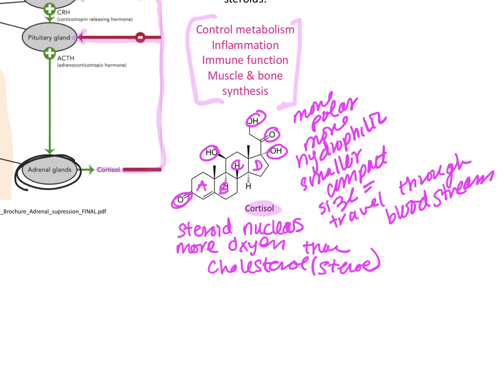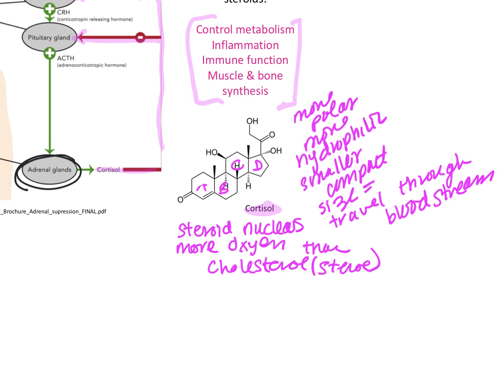Basically, these are the teenagers that have cars, or another creature that gets a car that can move far away places, because of its structure, its smaller size, and all of its OHs that make it more easily able to travel through the bloodstream. What the heck is it about the OHs and the oxygens in general that make this able to travel through the bloodstream? Wonder, while I erase, if you can think about what is it about having more oxygens that means it's more able to travel through the bloodstream.